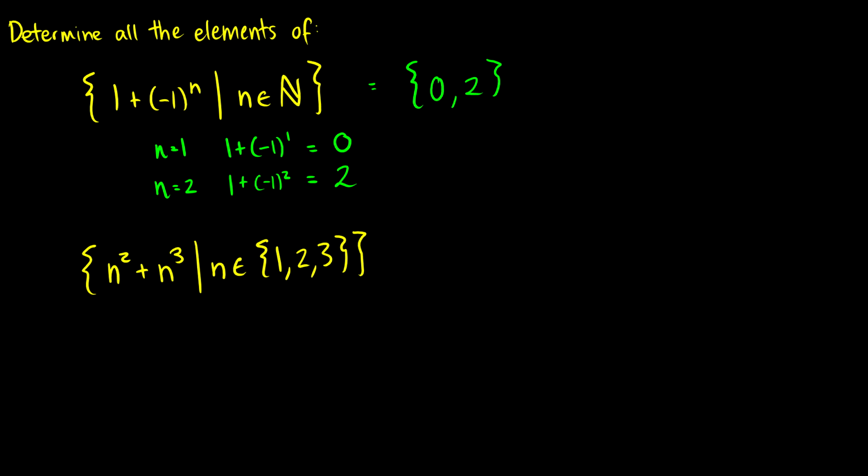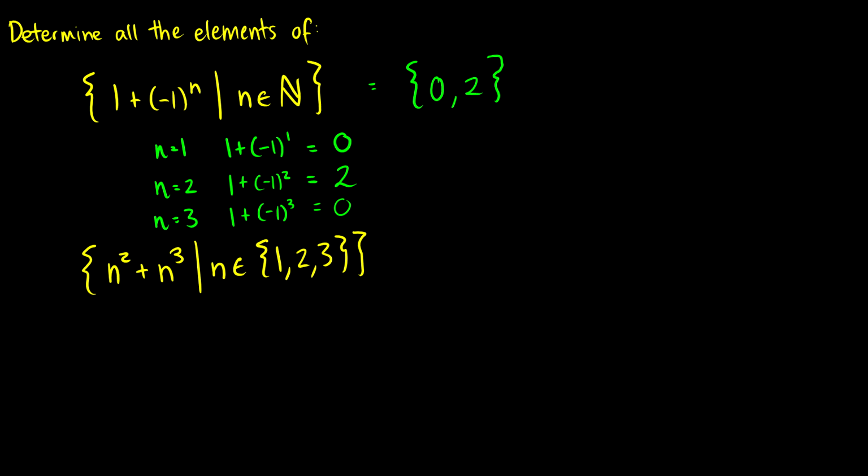Okay, now we can check n is equal to 3. This will be 1 plus -1 cubed, which is just 1 minus 1, which is 0. So we already have 0 in the set, and we can see that this pattern is just going to keep repeating. So this set, 1 plus -1 raised to the n for all natural numbers, is just the same thing as the set containing 0 and 2.